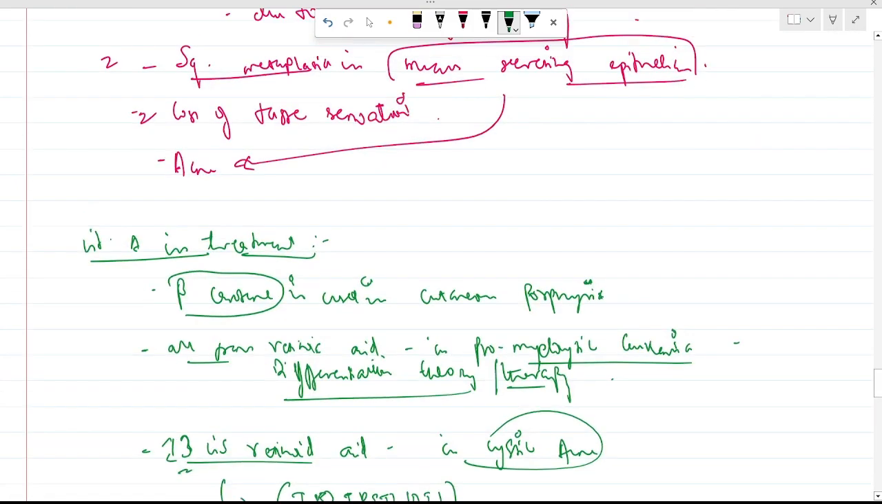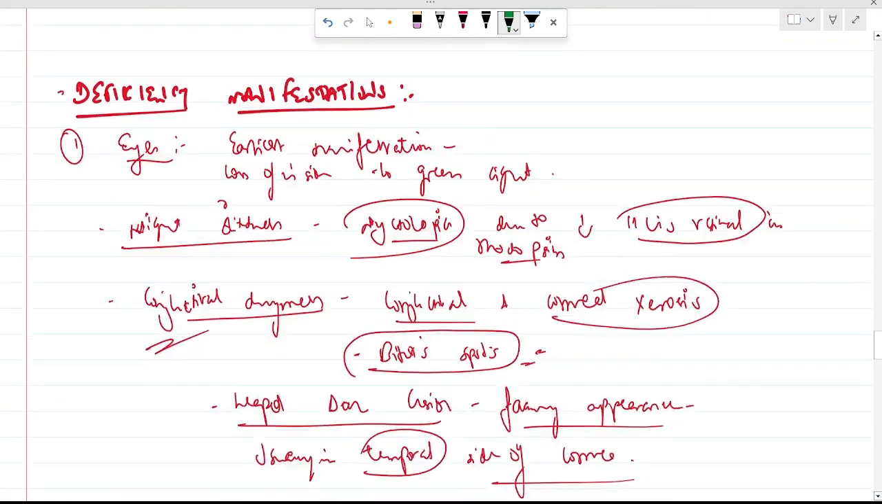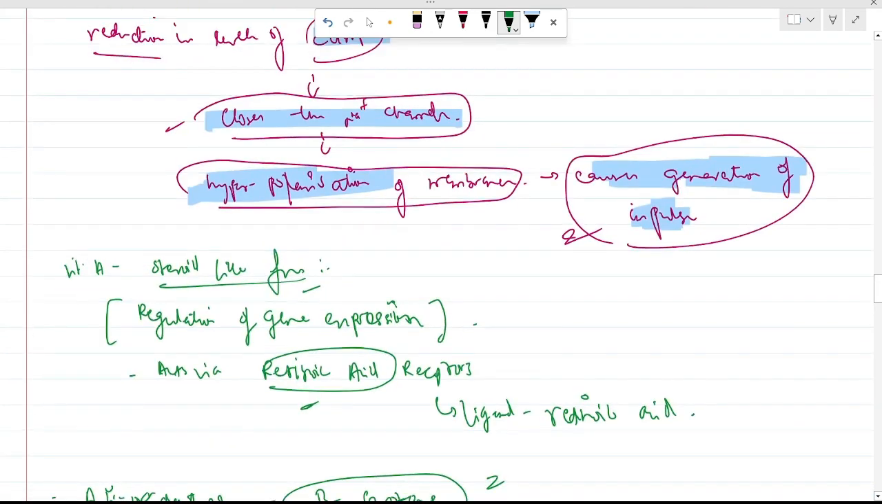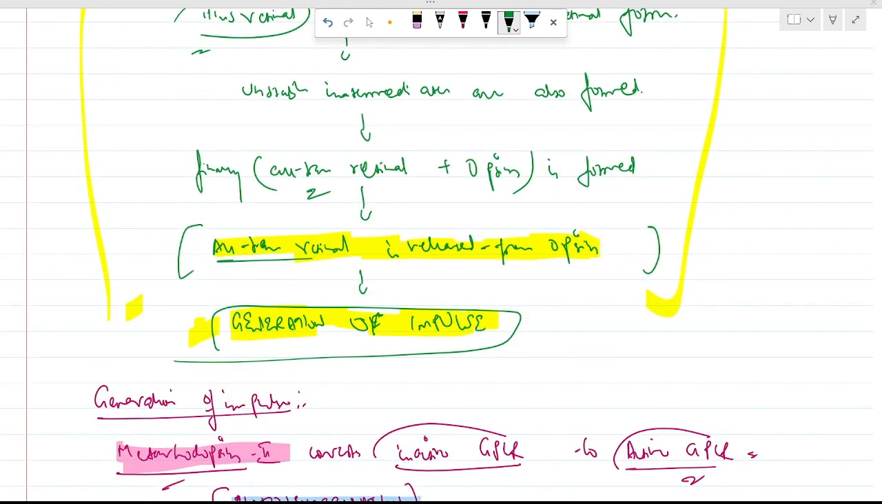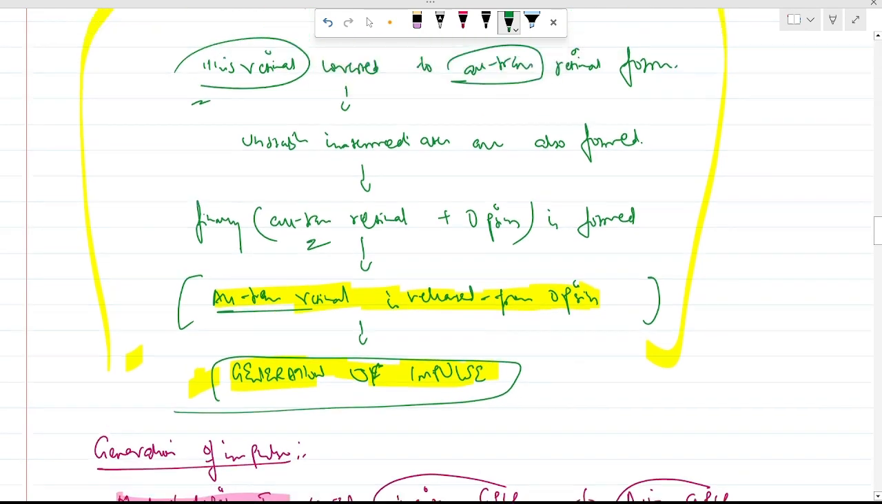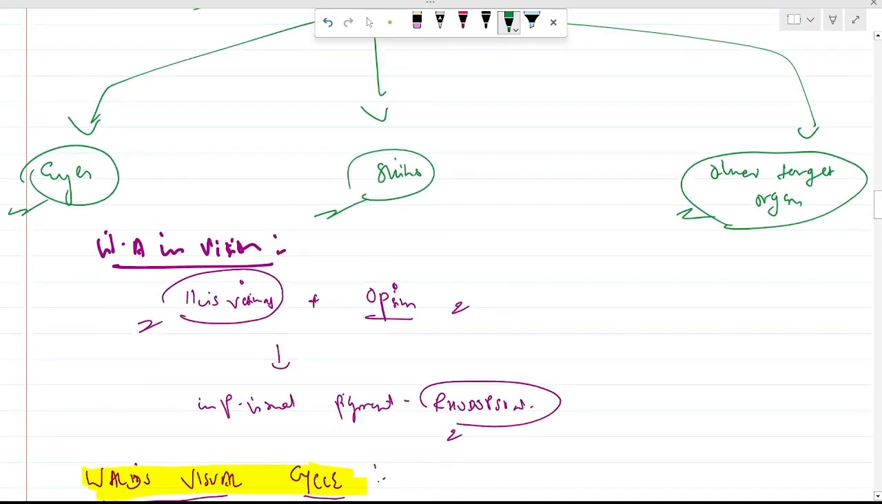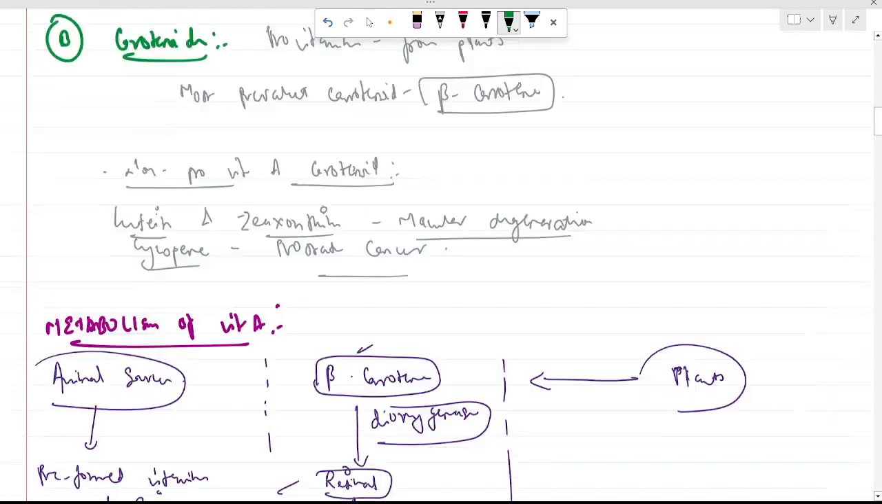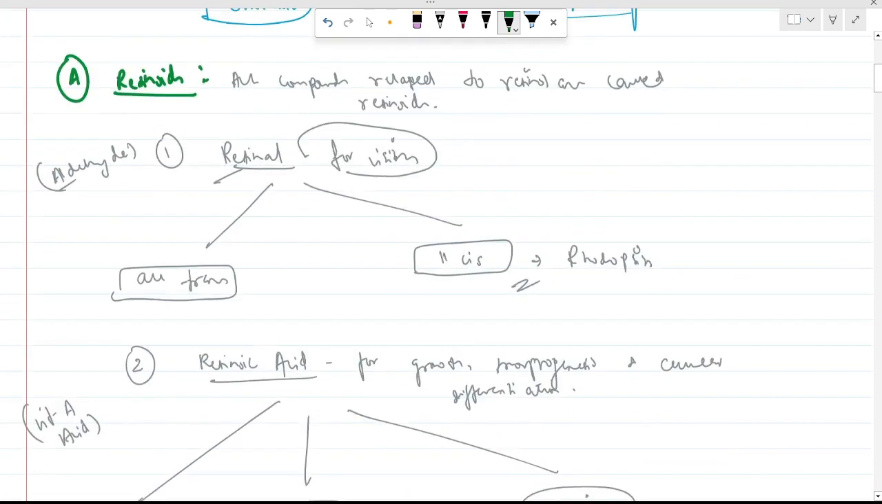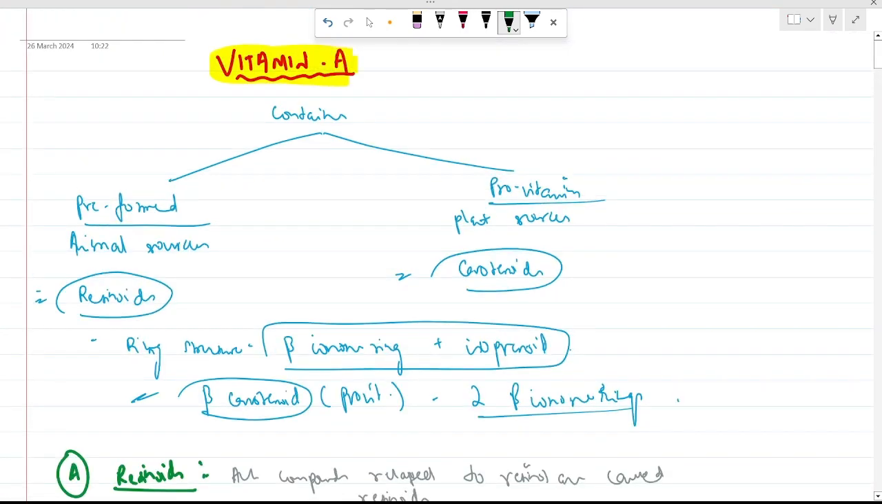We've seen the three important forms, the retinoids and carotenoids, the metabolism, then Wald's visual cycle and generation of impulse. We've seen the deficiency manifestations, toxicity, the treatment, the RDA, the sources and the assay. Very important fat soluble vitamin. A lot of questions are asked from this.